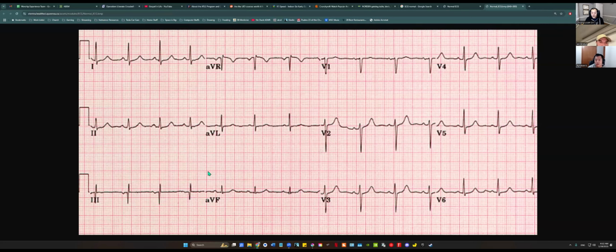Oh, yep. All right. So if we're going to go here, this is 1, 2, 3 boxes. So what's 300 divided by 3? 100. Yeah, so this is about 100 beats per minute. Okay? Interesting.